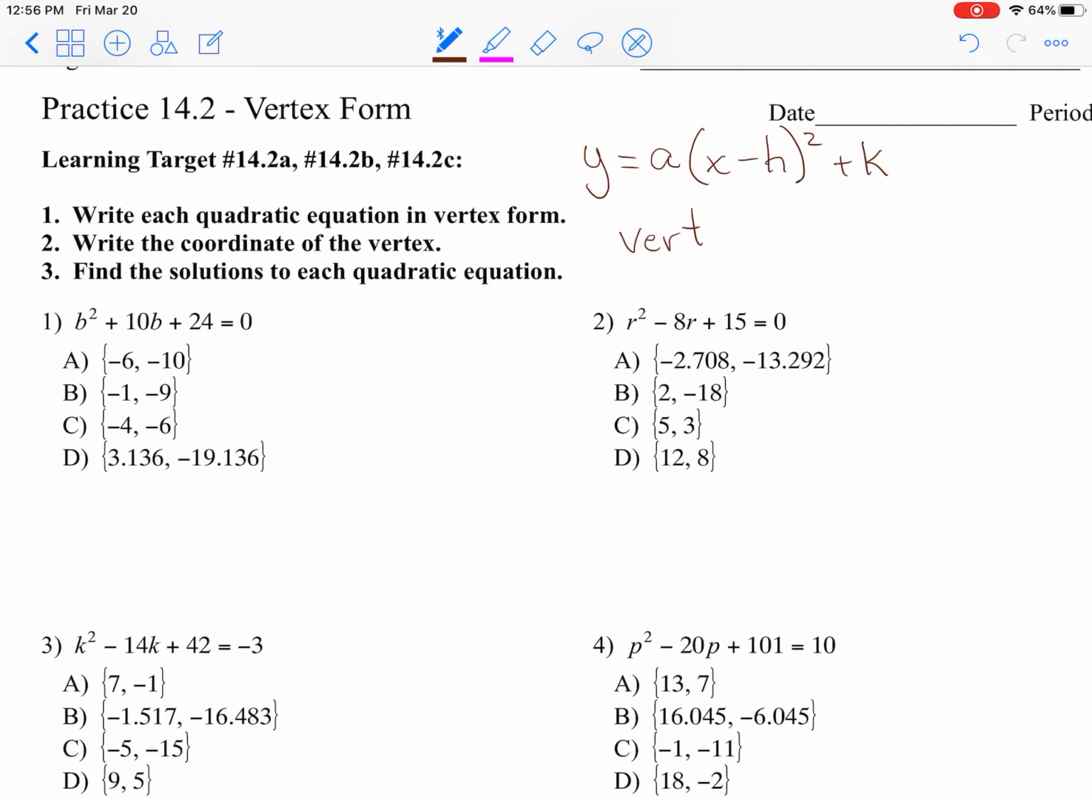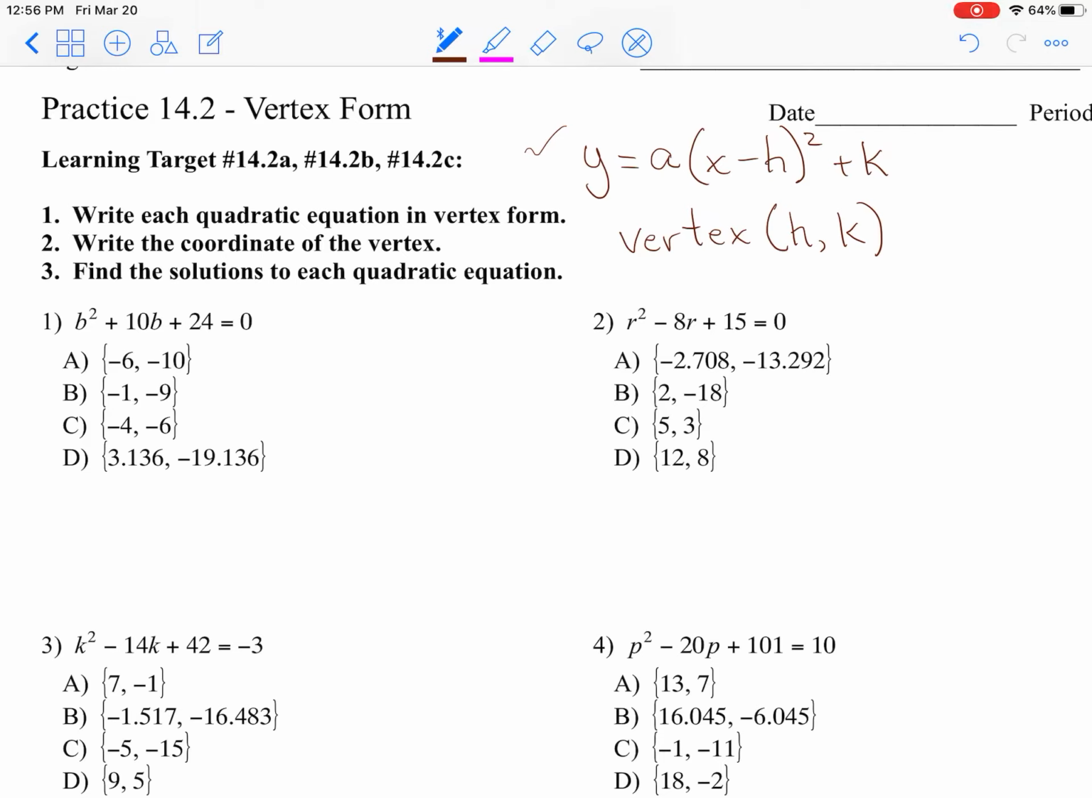And number two, it asks us to find the coordinate of the vertex. We can do that real easy when we have it in vertex form. The vertex is the h comma k. Now notice that our h in our vertex form here is a negative. So we're always going to take the opposite of what's in that parenthesis when we write the vertex as an ordered pair right there. And then lastly, we're going to find the solutions to each quadratic equation.